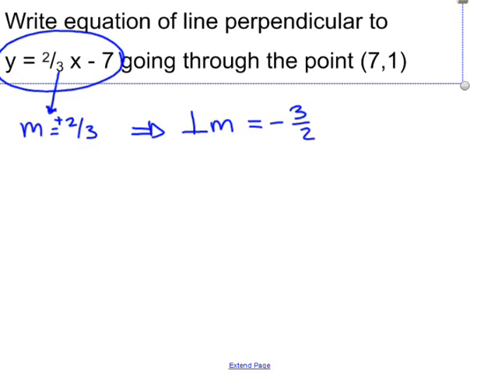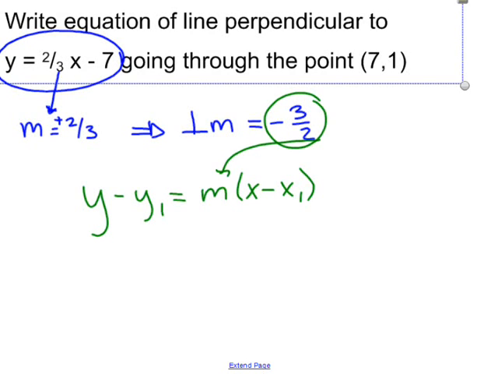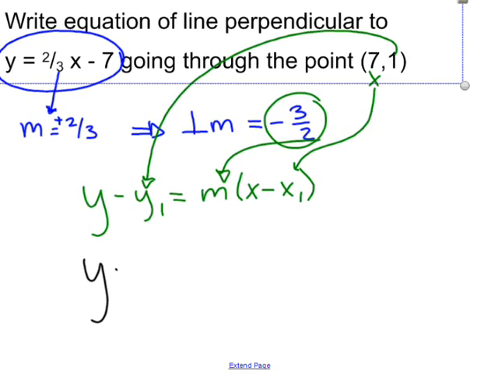And so now the equation goes right back to point-slope form. I now have an m value. They originally gave me an x value and a y value. And so then I just rewrite my equation: y minus 1 equals -3/2 times x minus 7. And we're done.